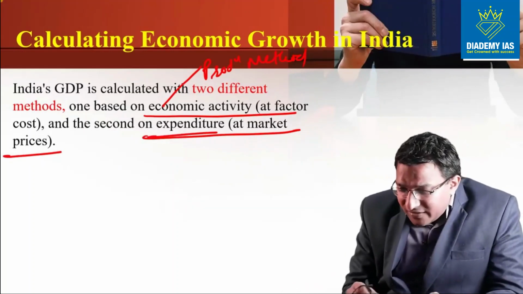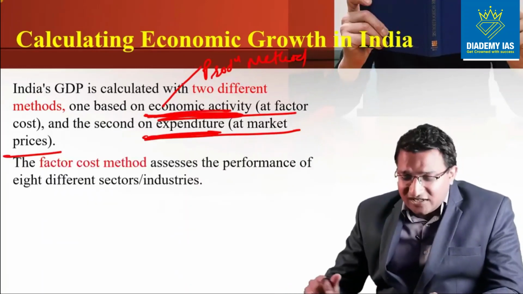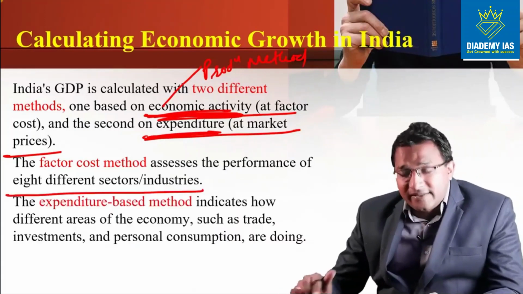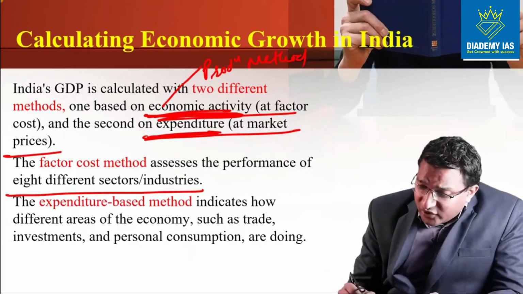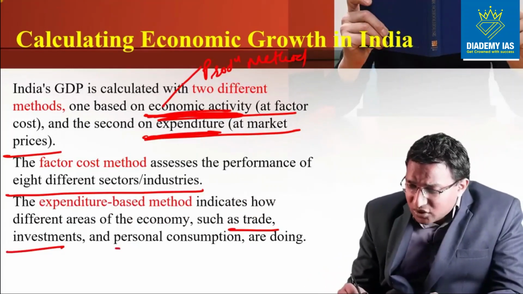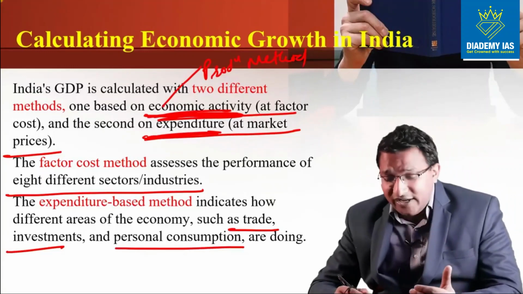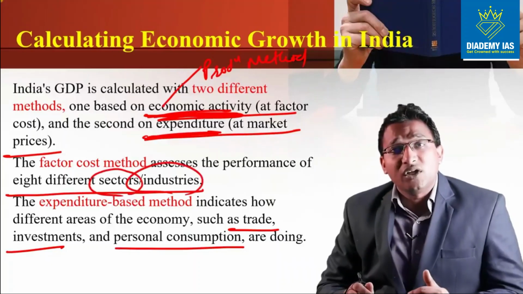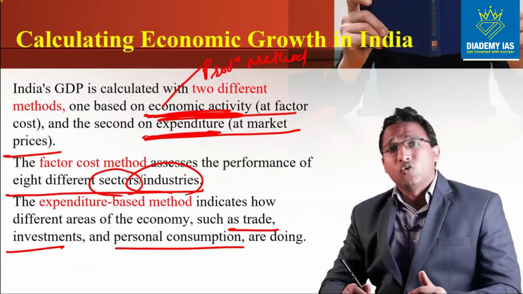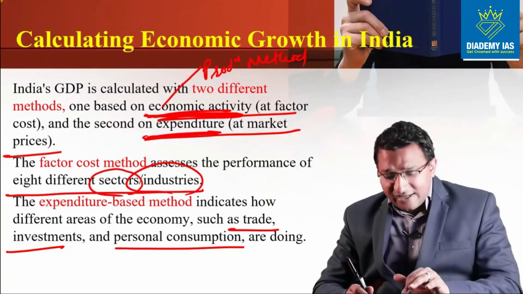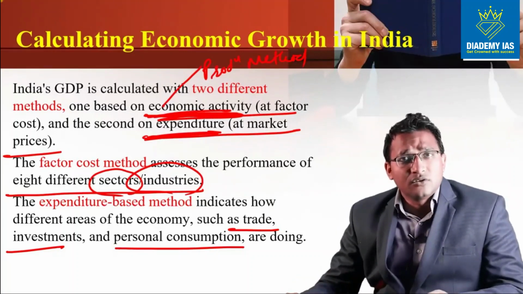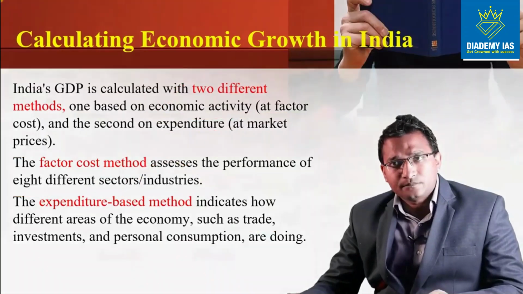So expenditure is at the market prices considering the taxes, etc. Economic activity is at the factor cost, which ignores the taxes. The factor cost method assesses the performance of 8 different sectors or industries. And the expenditure method indicates how the different areas of the economy like trade, investment, personal consumption are doing, like the 4 components that we discussed, right? So from the factor method we see which kind of industries are contributing, whether agriculture or industry or transport, so we see from the supply side, and in the expenditure method we see who is actually doing the expenses.